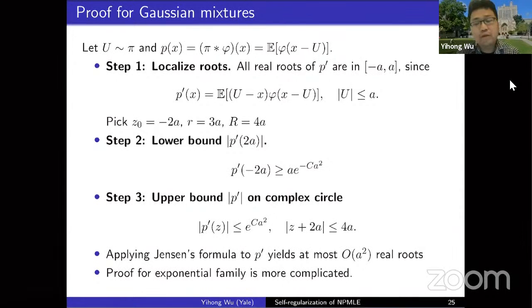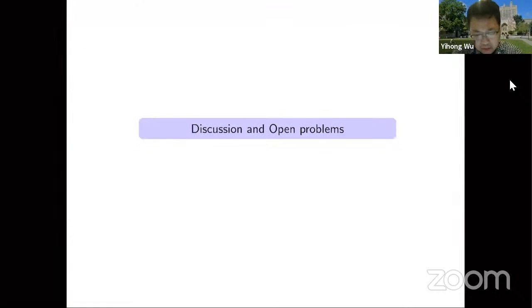So the proof for the exponential family is more complicated. I will explain, but I think this is a self-contained exposition, and the paper of Disto et al. uses a similar technology. So I will just maybe conclude with the last slide.